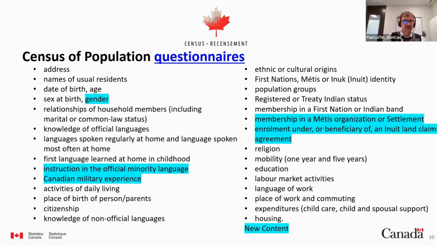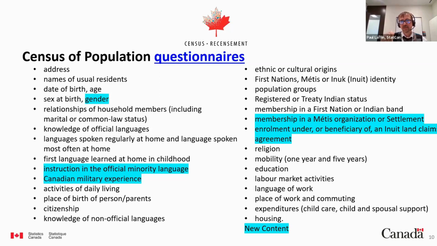On this slide, you'll see some of the topics of the census questionnaire. They range from basic things like address, names, and date of birth, all the way to things like housing, religion, mobility, education, etc. The items highlighted in blue are new for the 2021 census. We're not going to have a lot of time to go into those much today, but I will provide you with some resources later so you can get more detail on these items.